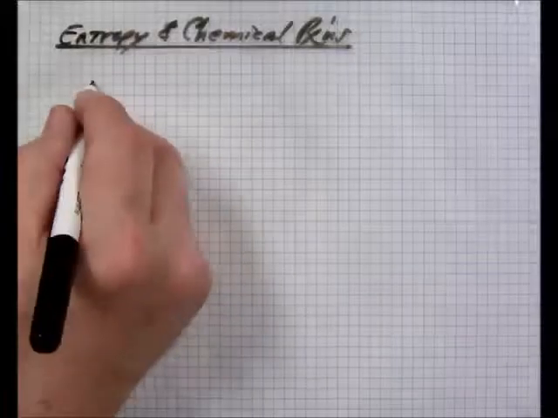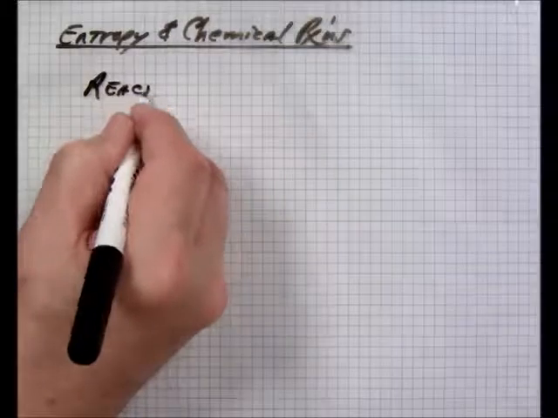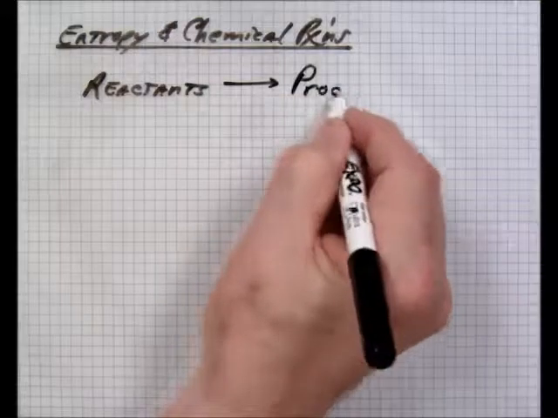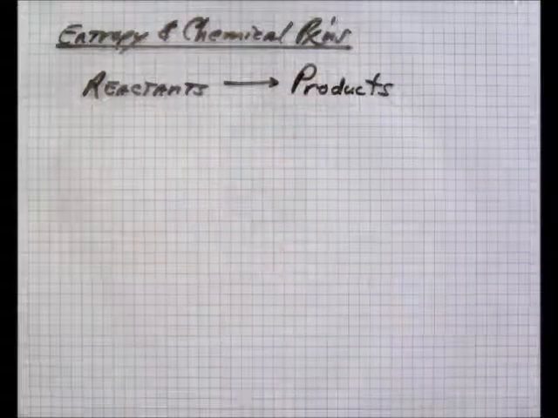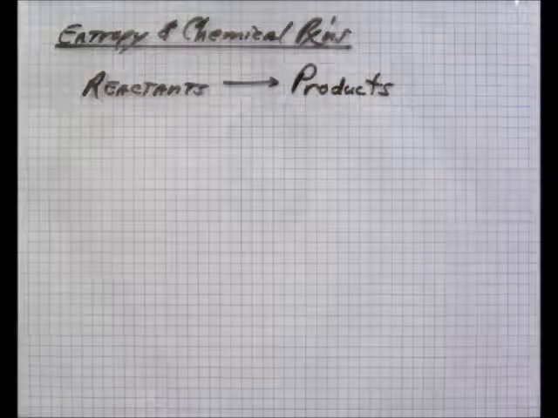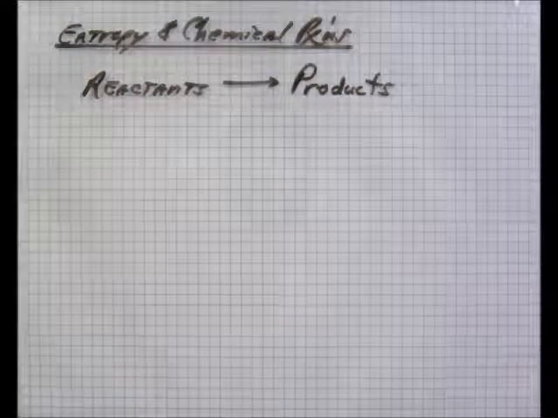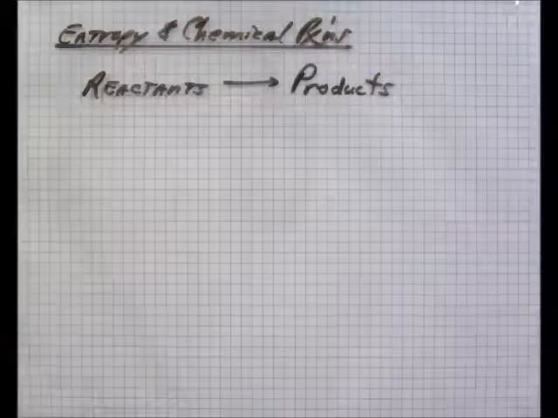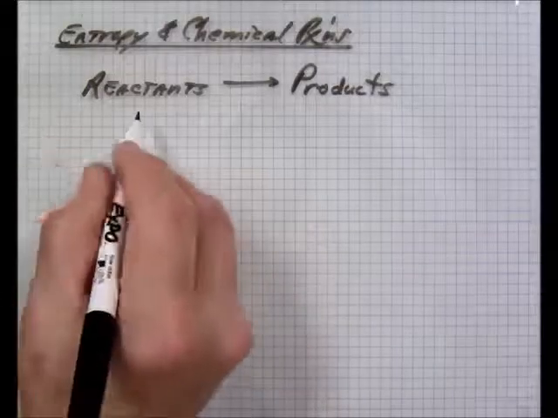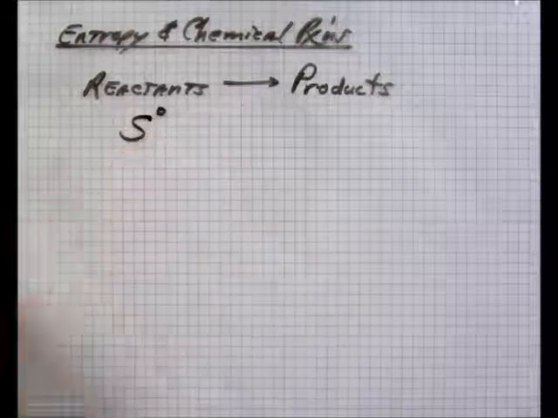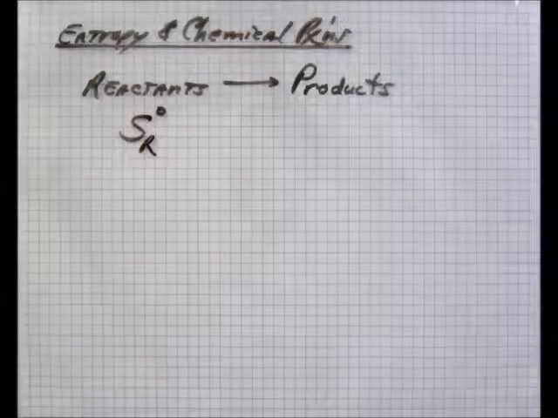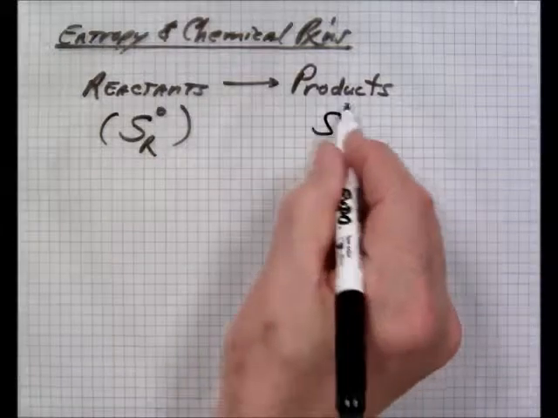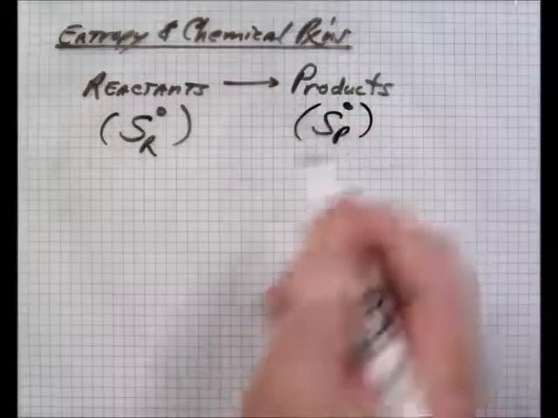So for any reaction, say reactants go to products, then we have a state of order for the reactants, and a state of order for the products. Now, two scenarios can exist. We establish, say, a positional entropy at standard conditions for the reactants. Okay, that's the number, the measure of order, and then we have a positional entropy for the products.